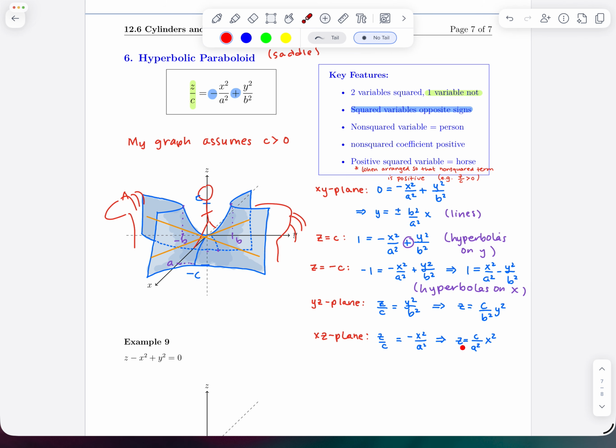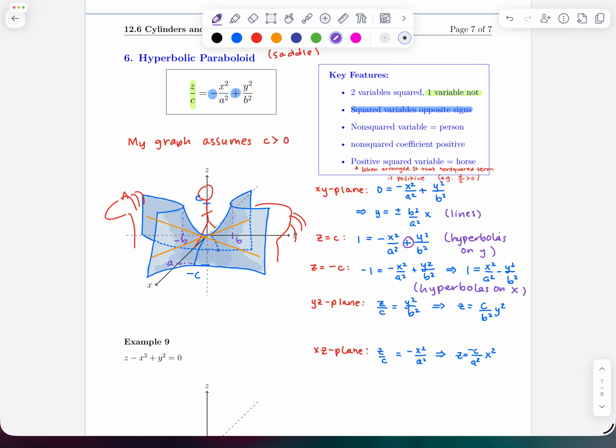And if you look at the xz plane, you also get a parabola, and which direction it's opening is again based on c, and that's why this would be opening, sorry, I'm missing a negative sign. That's why this would be opening down. Either way, you need to know whether c is positive or negative in order to know which direction your parabolas are opening. So both of these are a parabola.